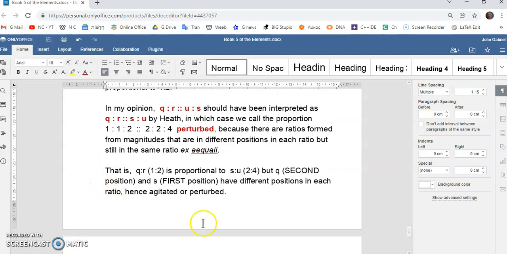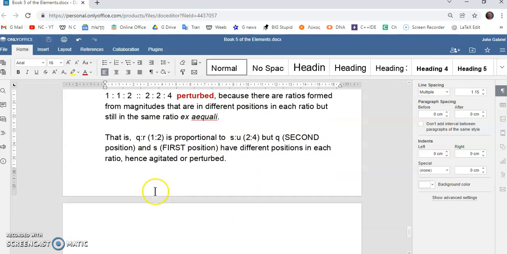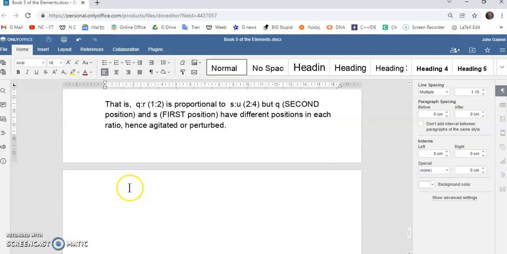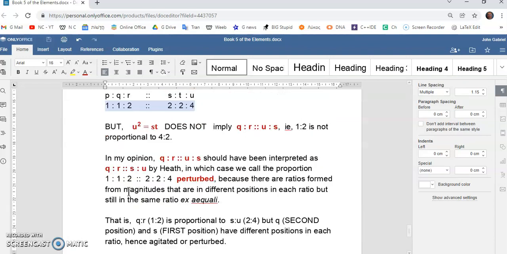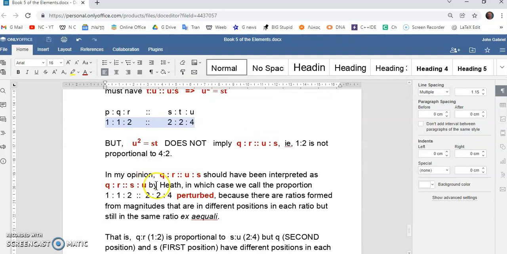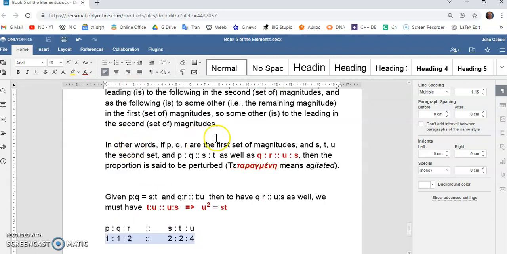So, QR, which is 1/2, is proportional to SU, and I'll give you these notes in the detail section, but Q and S have different positions. So you cannot call what Heath has described to you here a perturbed proportion, because it's no longer in proportion. You see, it still has to be in proportion.